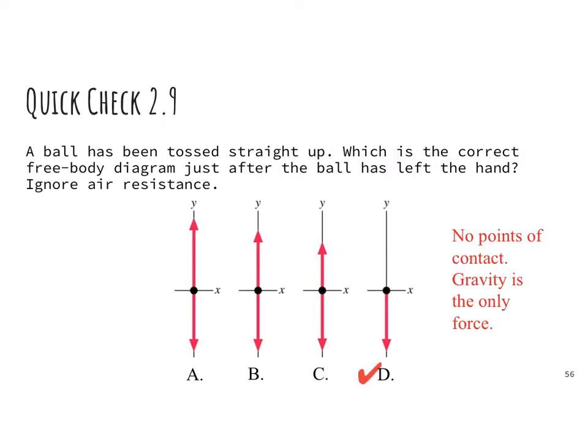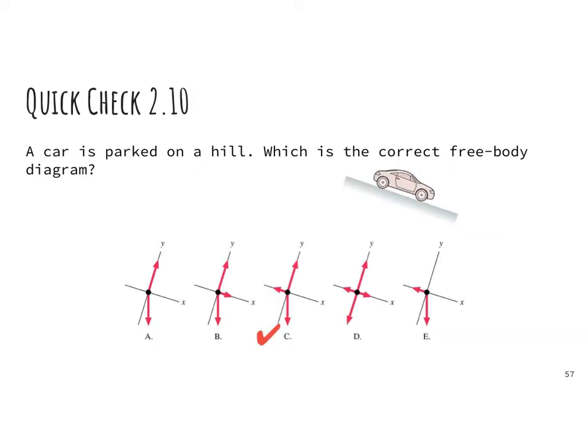Got another quick check. It says a ball has been tossed straight up, which is the correct free body diagram? And of course, we always have to think about just after the ball has left the hand. In that case, it's actually in free fall. So the only force acting on it is gravity, which means that the only force acting is straight down. And we get D as our correct answer.